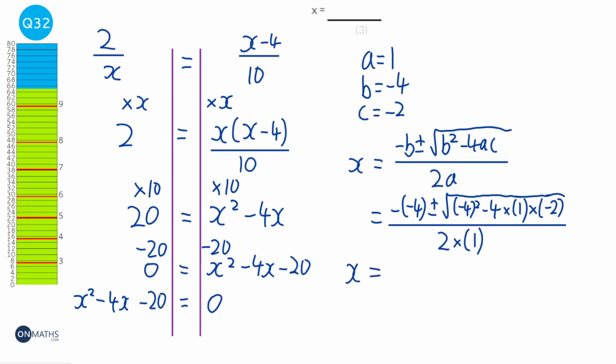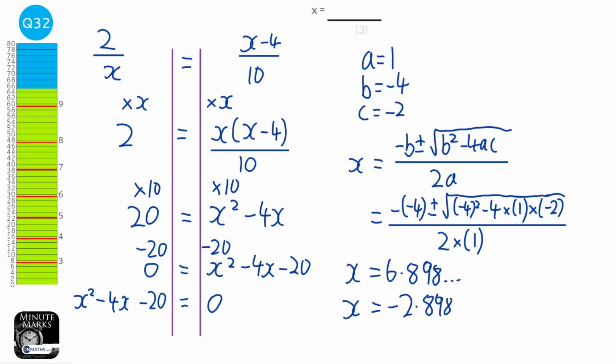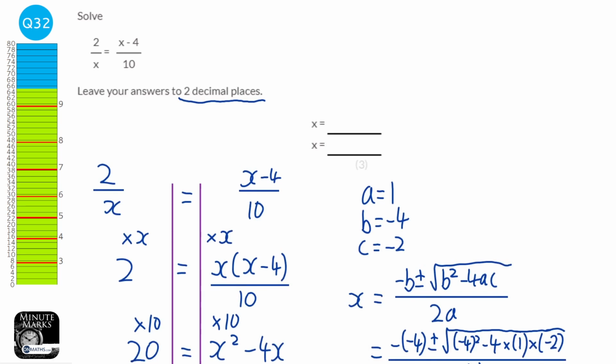Okay, so the next thing you need to do is put that into your trusty calculator with a plus and then a negative. So when you put that with a plus, you get 6.898, blah, blah, blah. And when you put it in the calculator with a negative, you can use your calculator to go back to that plus and change it to a minus. You get with a negative minus 2.898. And so when we round that to 2 decimal places, which is what it asked for, we get 6.90, and we get minus 2.90.